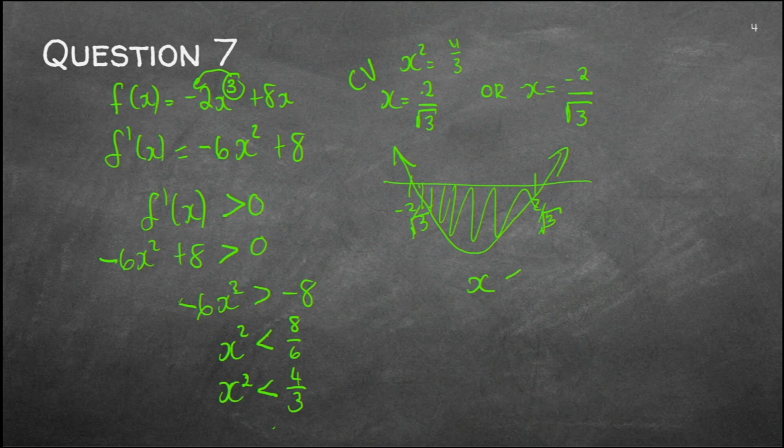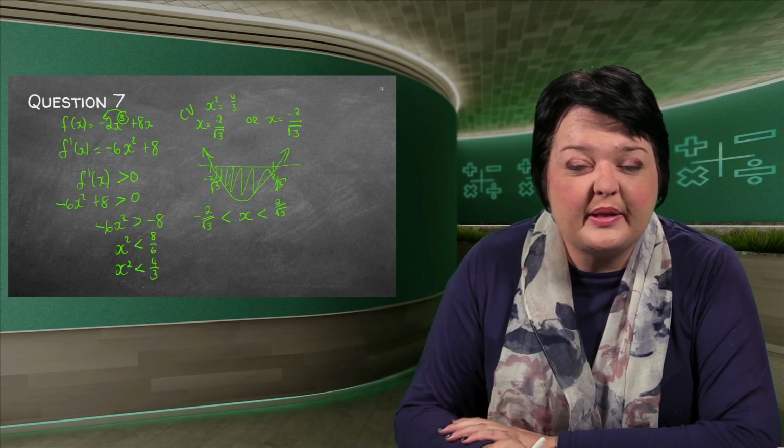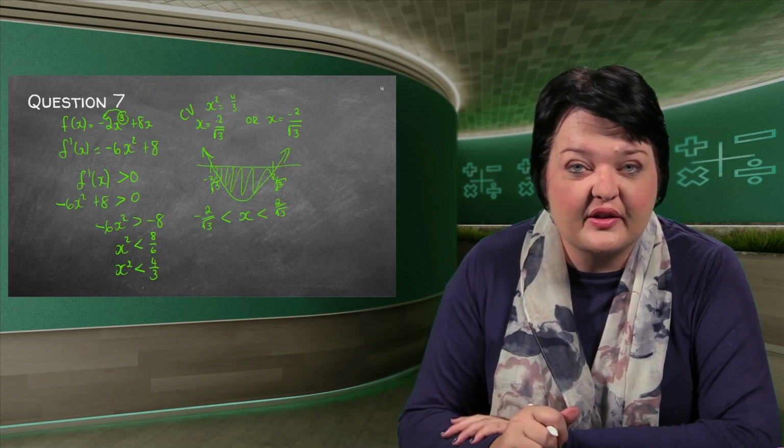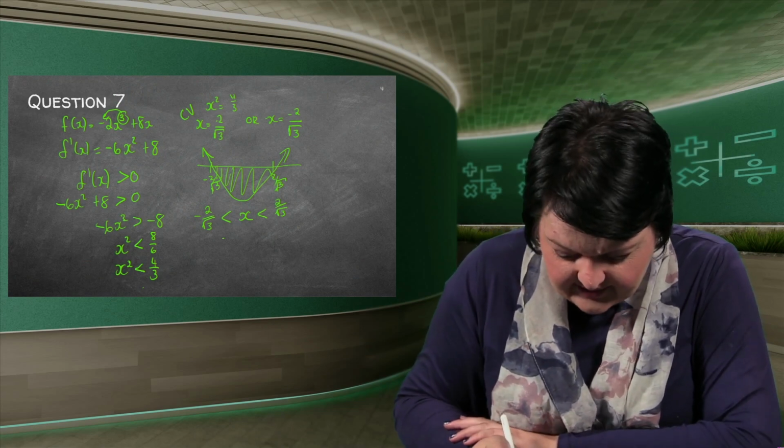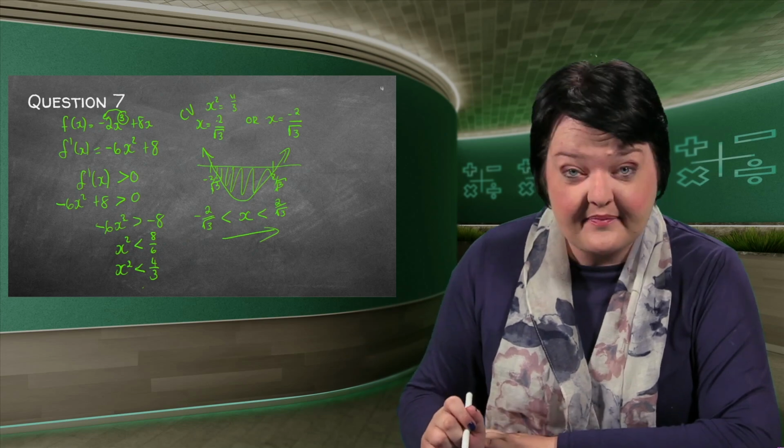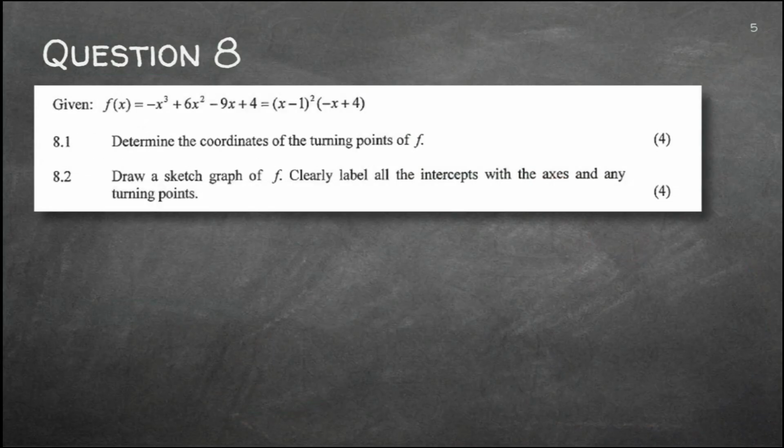So x can be smaller than 2 over square root of 3 or larger than negative 2 over square root 3. And your derivative will be positive, giving a positive gradient. And that would be the final answer. Let's move on. Question 8.